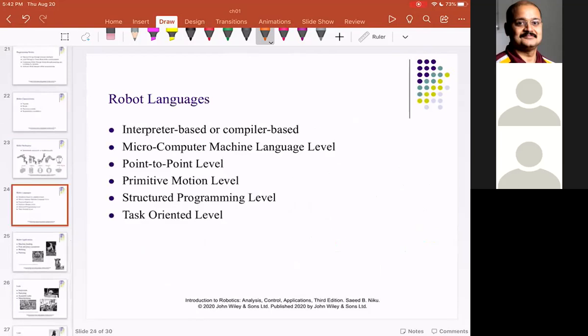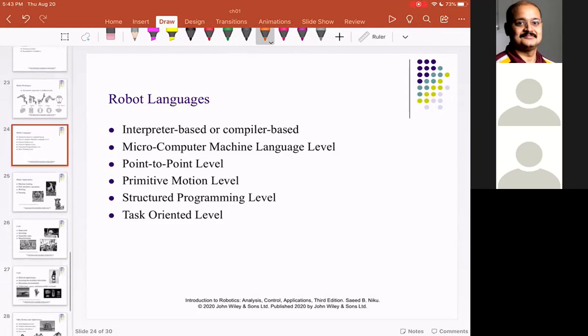There are different languages that are used to program robots. You can have microcomputer based or compiler based, or you could have a structured programming language, or you can have primitive motion, or you can actually program point to point, and then when that program is executed, you have that robot motion.